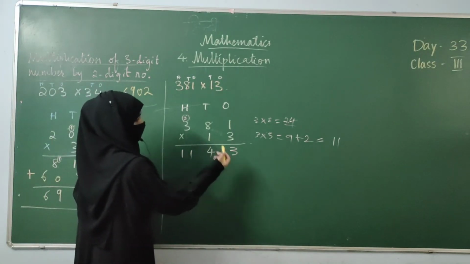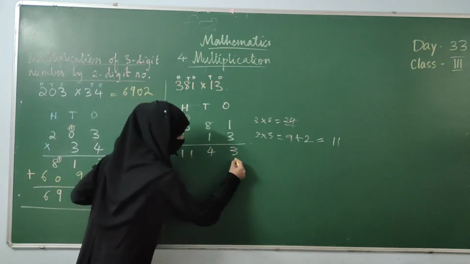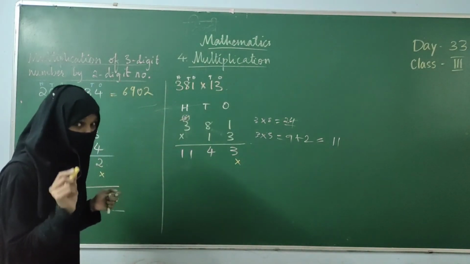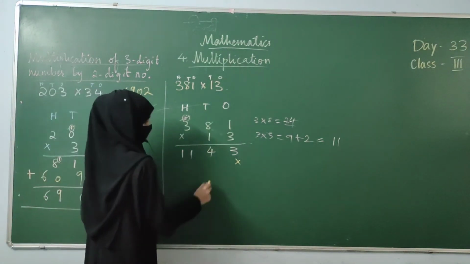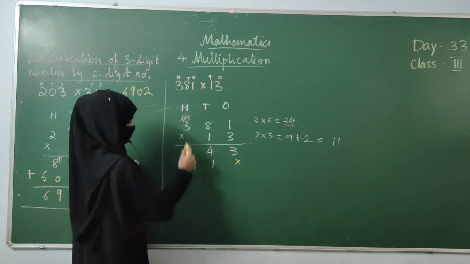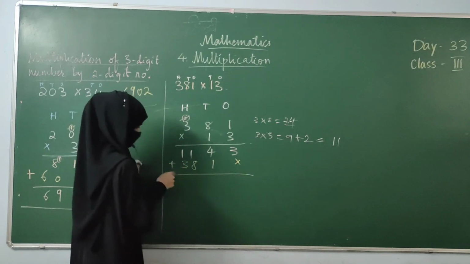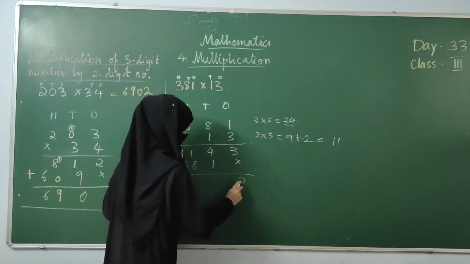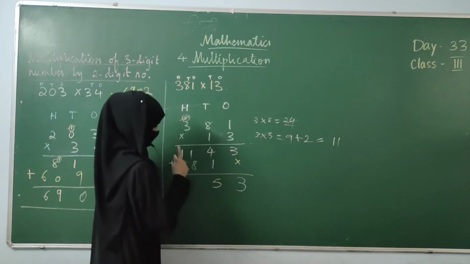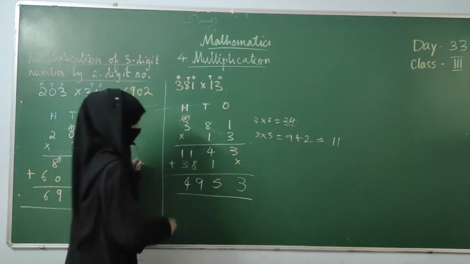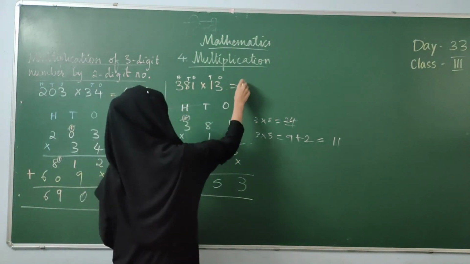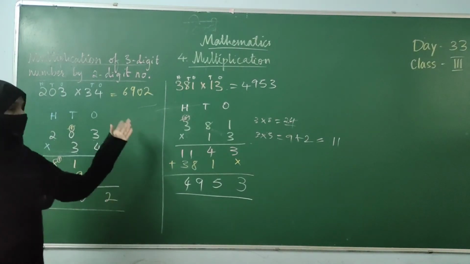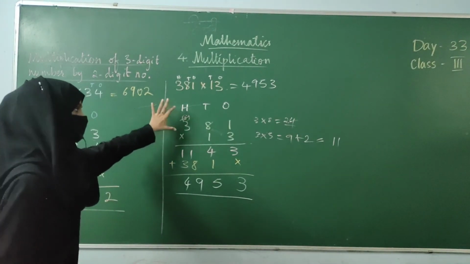Now next you will multiply with 1. Before going to the next step, I told you to put x in the ones place and strike off all the old carrying work. Don't scribble, strike off. Next, 1 ones are 1, 1 eights are 8, 1 threes are 3. Addition. Add the numbers. 3 plus 0 or 3 plus x will be 3 only. 4 plus 1, 5. 8 plus 1, 9. 3 plus 1, 4. So your multiplication answer is 4,953.